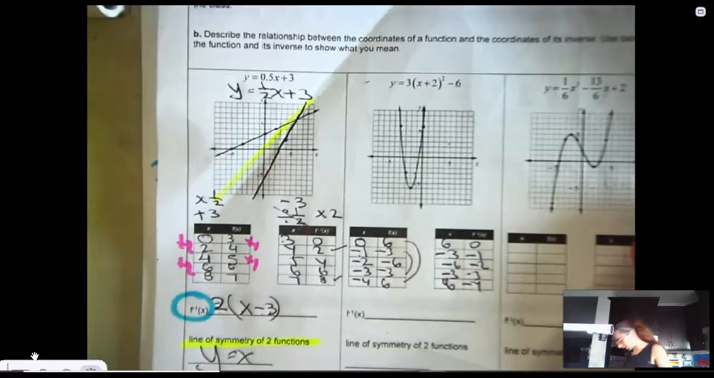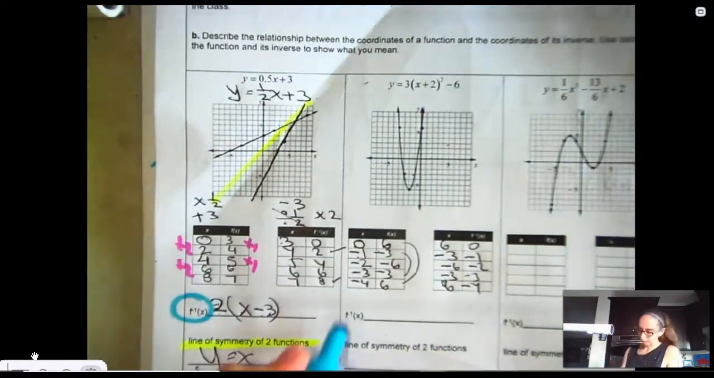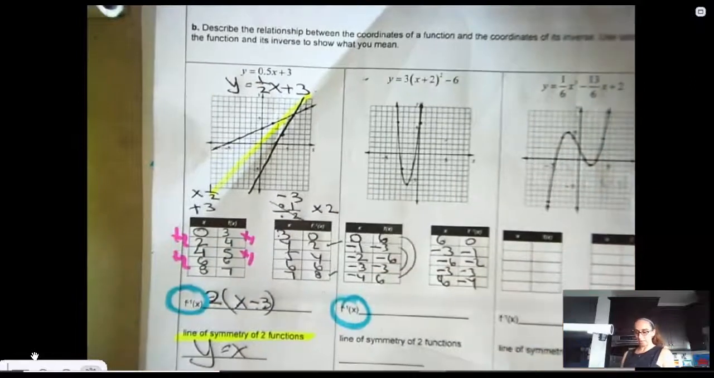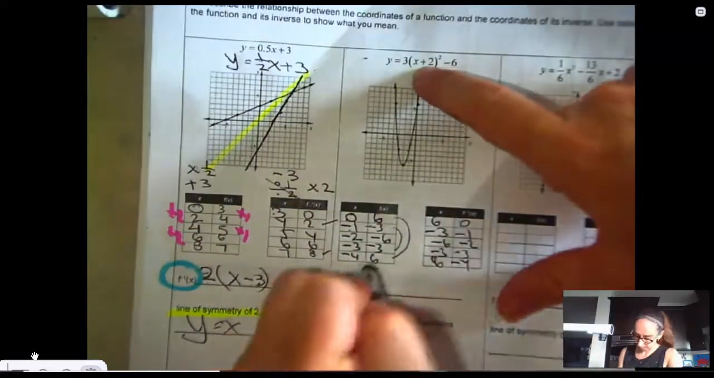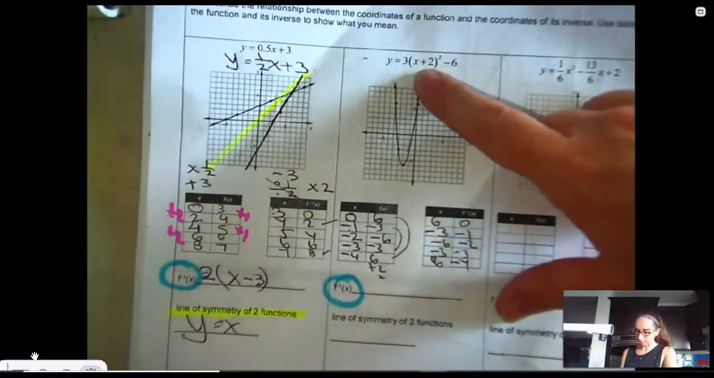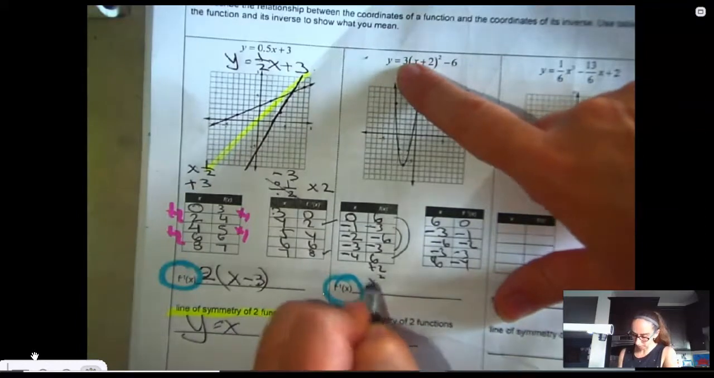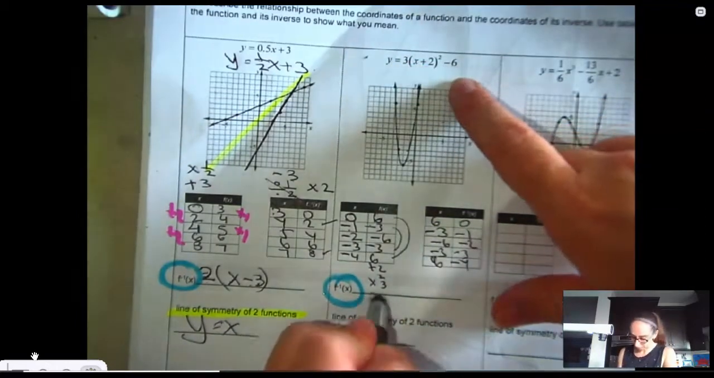So if I'm doing the inverse, I lost my blue pen. Then that means I need to do the opposite thing I did when I plugged in the x. What's the first thing I did? I added 2. What's the next thing I do? I squared it. What's the next thing I did? I multiplied by 3. What's the last thing I did? I subtracted 6. So I'll put the inverse down here, okay?